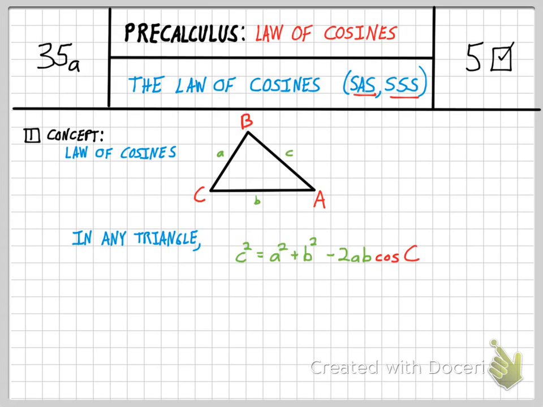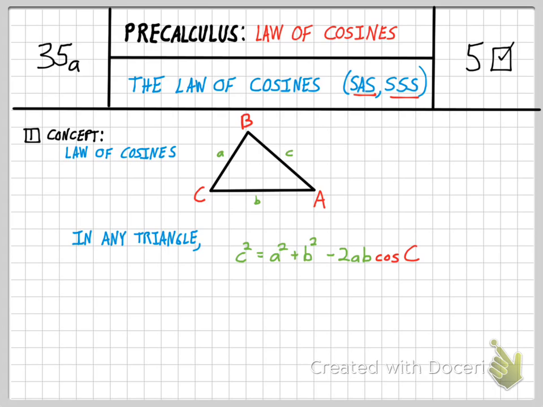So here's the law. If you have a triangle of any shape, any size, with angles A, B, and C, and the sides across from them, little a, little b, and little c, the following formula holds: c squared equals a squared plus b squared minus 2ab cosine C. It's a kind of lengthy formula, one you're going to need to memorize.